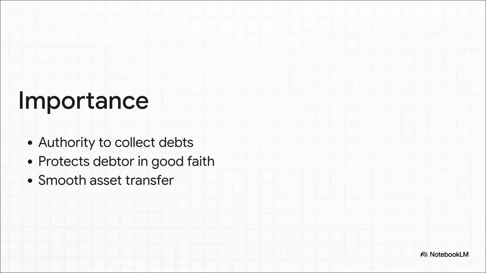Now, point 4, importance. Provides authority to collect debts, protects debtor who makes payment in good faith, facilitates smooth transfer of assets. The second point here is absolutely crucial. If a bank pays out the deceased's money to the holder of a succession certificate and it later turns out another heir had a better claim, well, the bank is completely protected from liability. This protection of the debtor making payment in good faith is exactly what the KSLU evaluator is looking for. Explain this in 2 strict sentences in your paper.